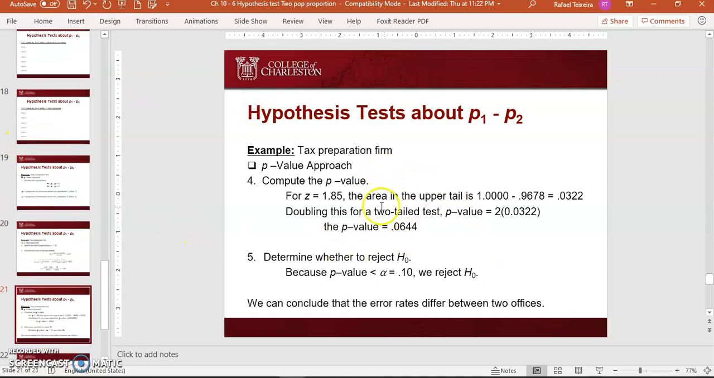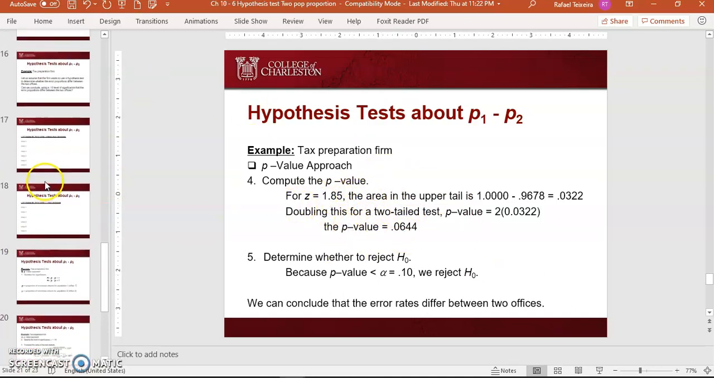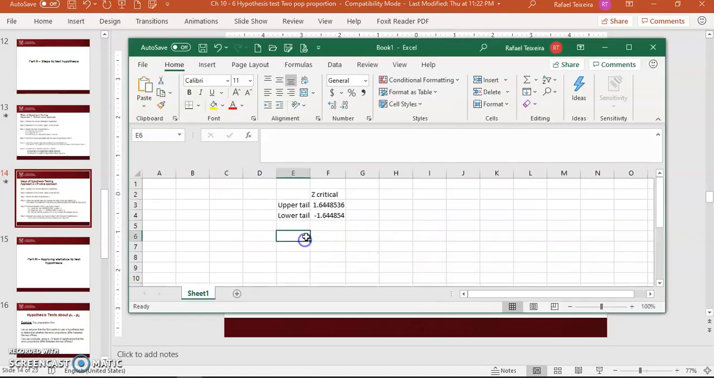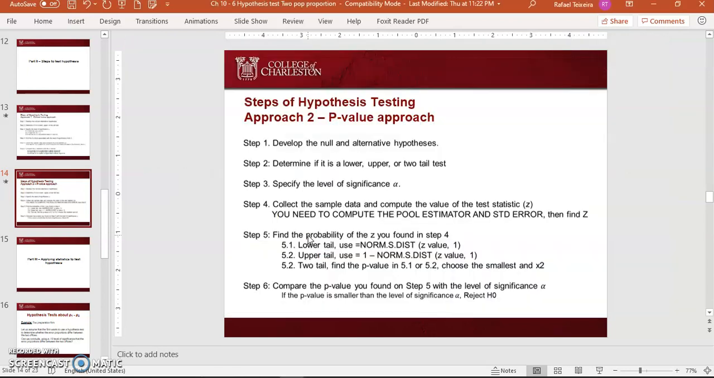I want to stress this point about computing the p-value. This step says to find the probability, the p-value, of the z you found, which is 1.85. It's a two-tailed test. So you find the p-value for the lower tail and for the upper tail. Let me do that in Excel. The z is 1.85. So, the p upper and p lower.